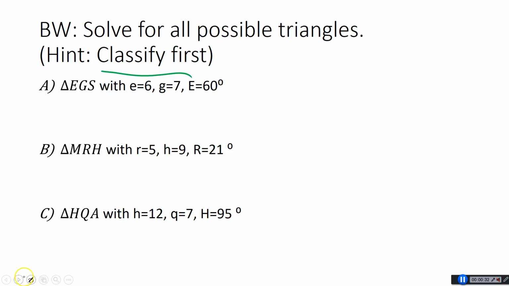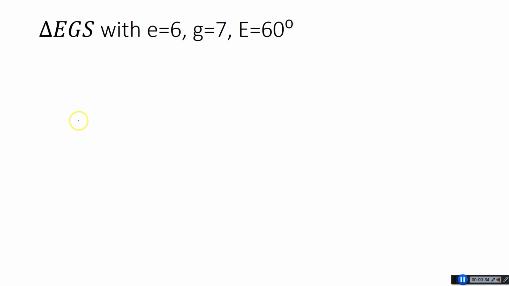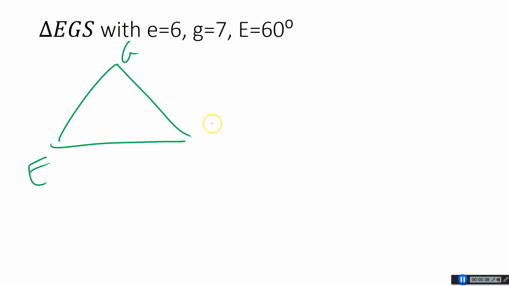Alright, let's try these one at a time here. This first one we have triangle EGS. Remember, I always draw the same triangle, so we got EGS. Let's put in what we know. We know that side E has a length of 6, side G has a side length of 7, and we know that angle E is 60 degrees.